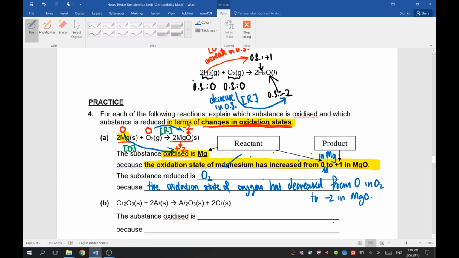Alright, so that's how you tell. I realize there's another error. Can you change this to, instead of +1, it should be +2. Okay, because magnesium now is +2 already, the oxidation state in MgO. Alright, so that's how you explain.